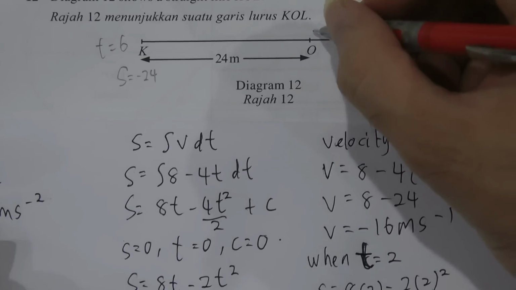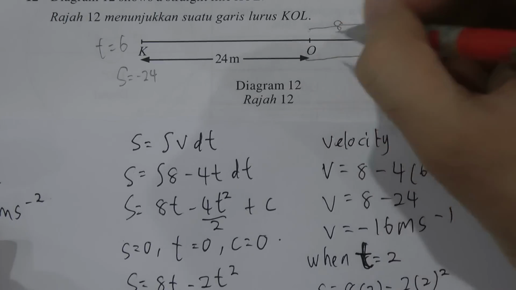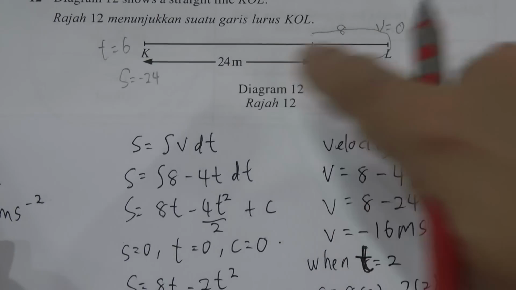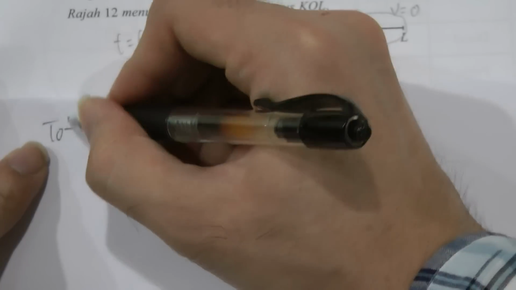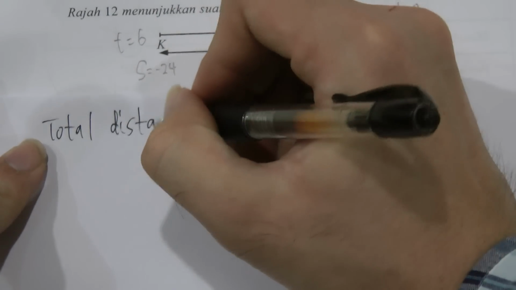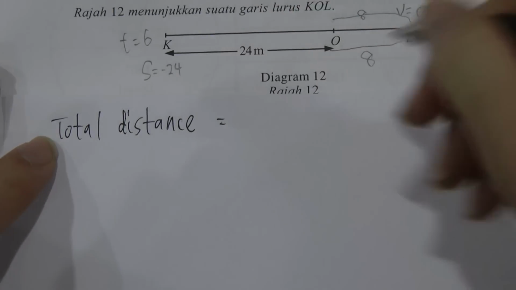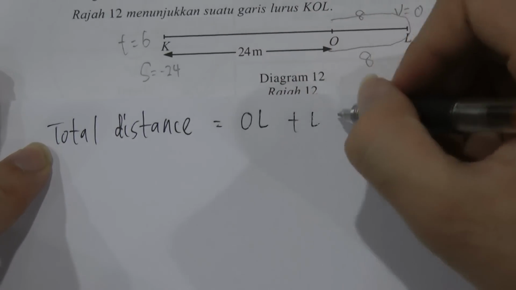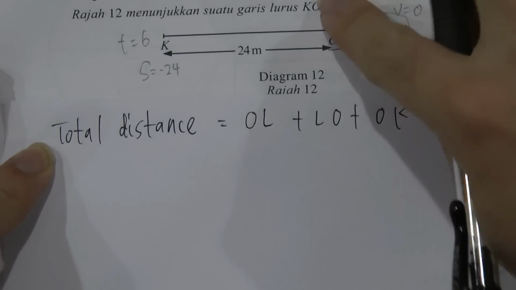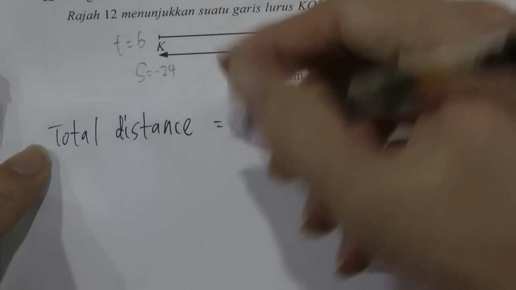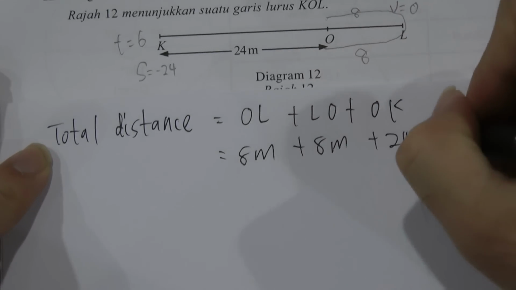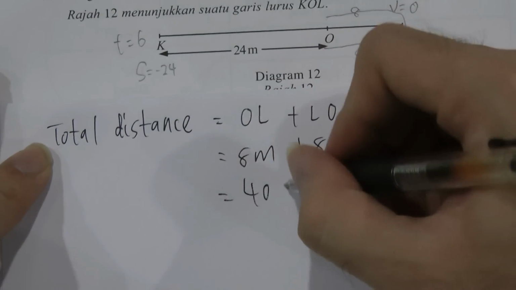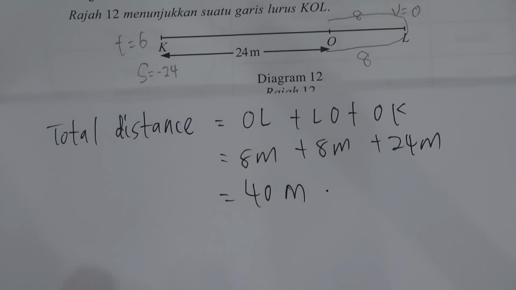So here obviously you go until here and then turn here. So here is 8 meter. So 8 plus 24, you get the total travel distance. Okay, so therefore total distance equal to OL plus LO plus OK. Means OL plus LO plus OK will equal to 8 meter plus 8 meter plus 24 meter. Then we will get 40 meter. That's all for this question.